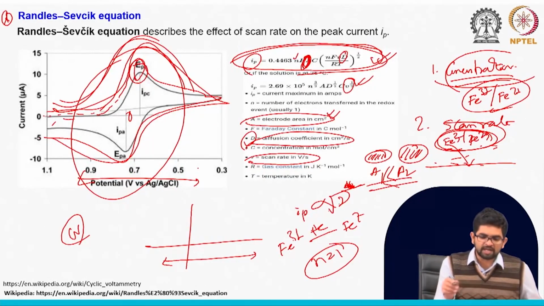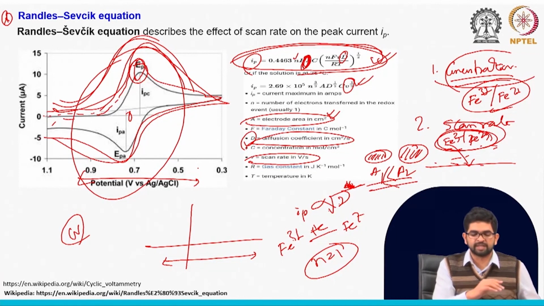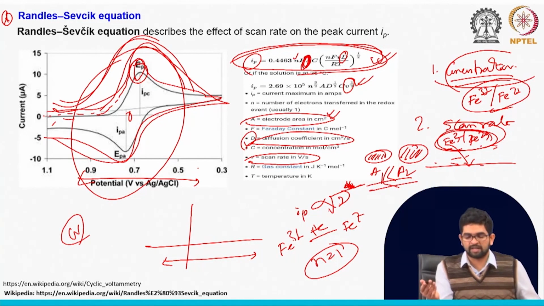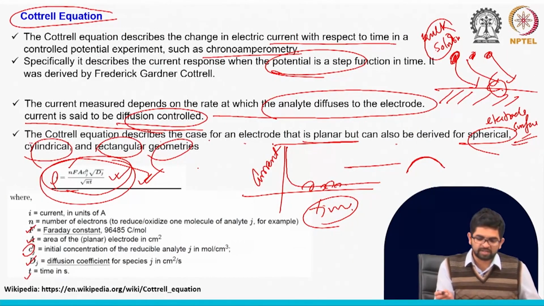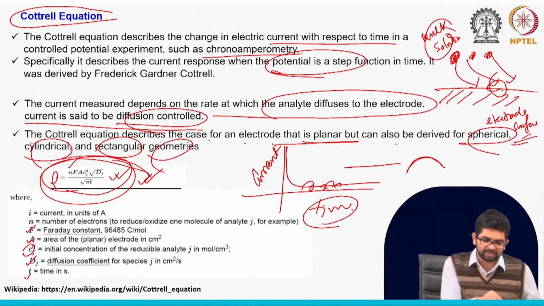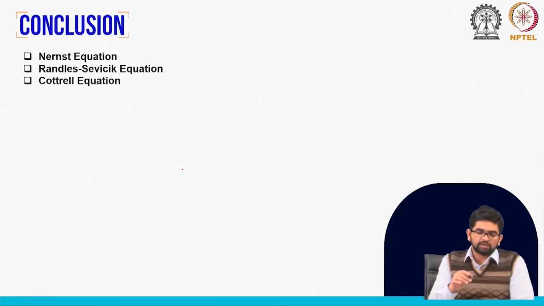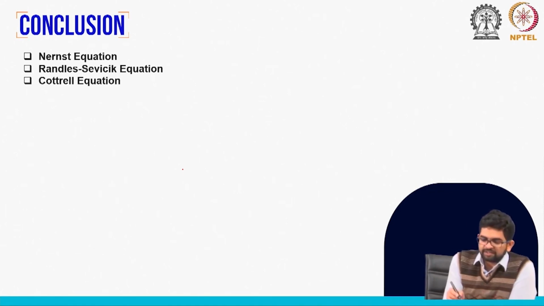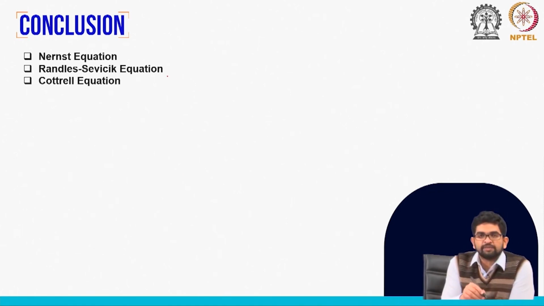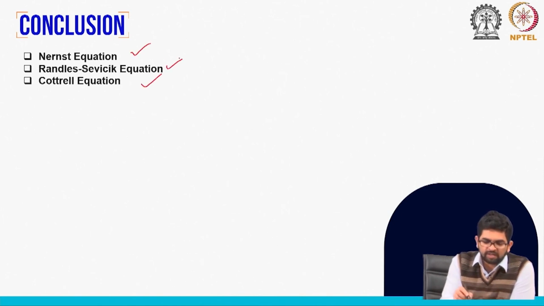And this Randles-Sevcik equation that I just mentioned, this is very simple, like just changing the scan rate and how your measurement can be affected, right? And then the Cottrell equation, this is mainly telling you that the current can change with respect to time. So mainly, in this tutorial, I just described a few equations: one is Nernst, Randles-Sevcik and Cottrell.